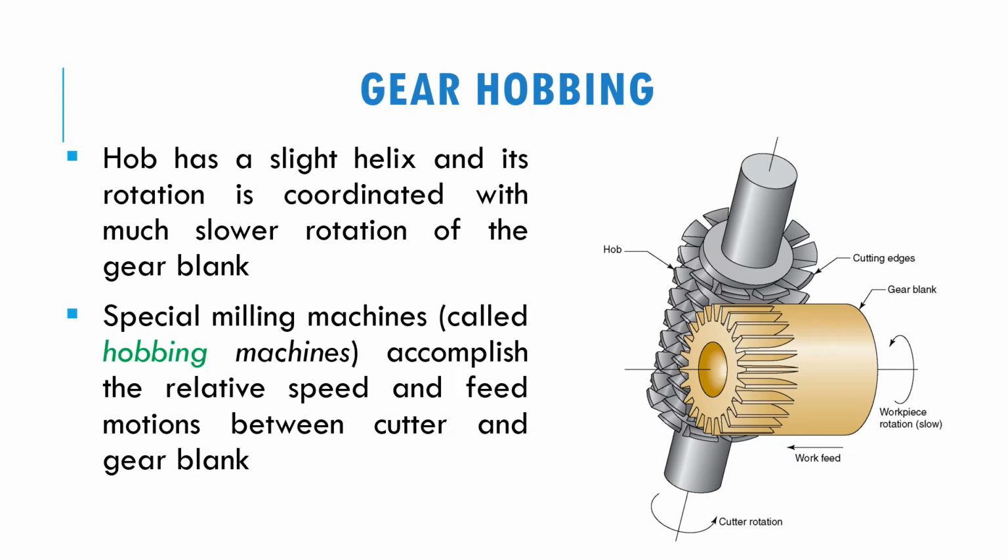This picture shows the gear hobbing process. As you can see here, this is the tool that we call a hob. The hob has a slight helix as its rotation is coordinated with the slower rotation of the gear blank. So this tool is moving slower than this gear blank. A special milling machine called a hobbing machine is used to accomplish the relative speed and feed motion between the cutter and the gear blank.